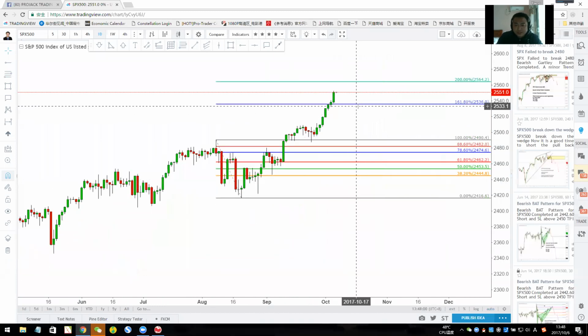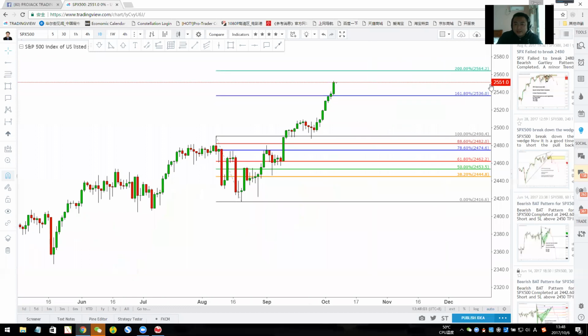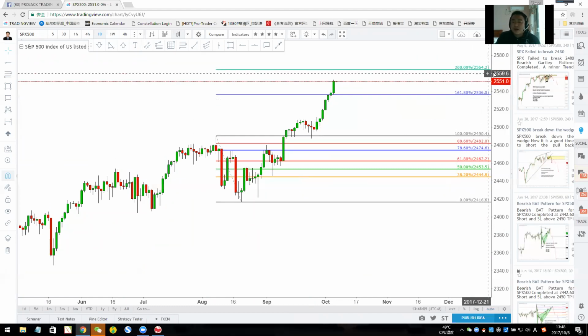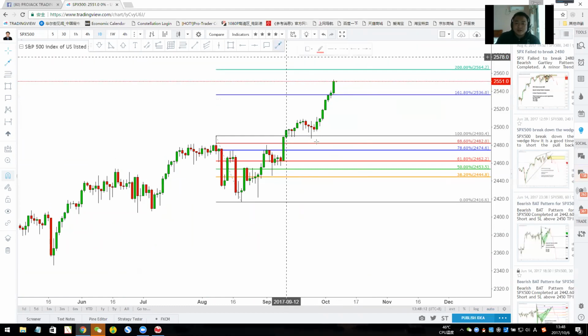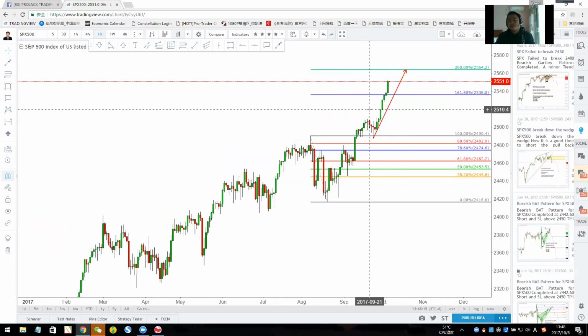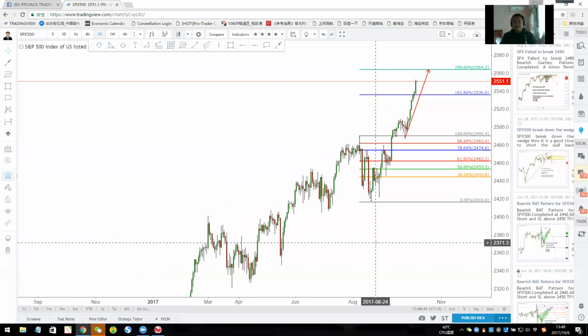Since the 1.618 extension is broken, I think the next target will be 2564. You can copy the number here, 2564.2. So if the S&P goes up to here, look for a reversal sign to short, but short with price action confirmation. Done. So that's the planning for this non-farm payroll.